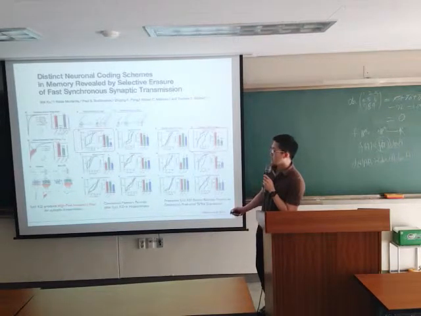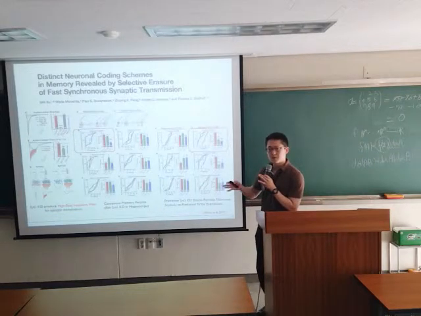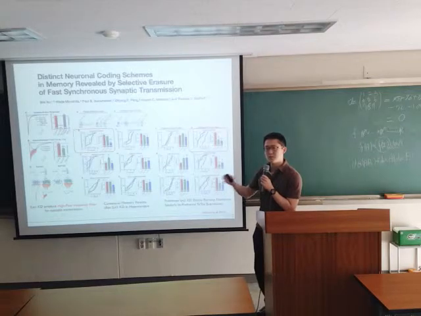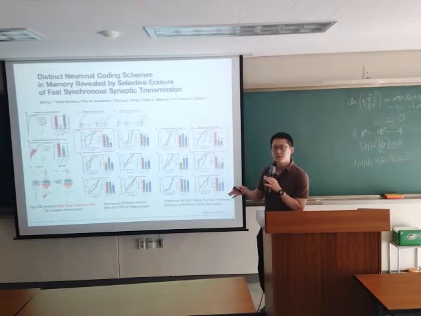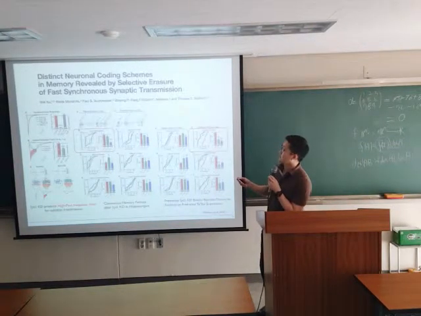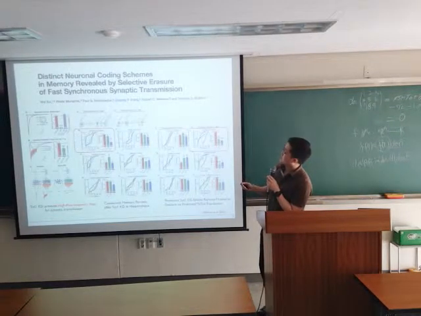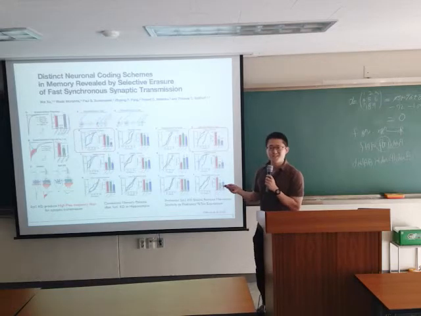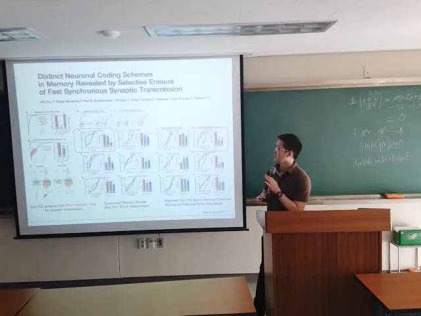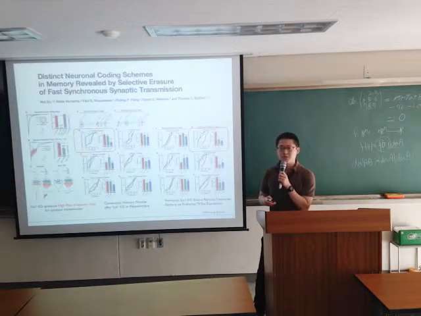So in this scheme, a normal signal, just an isolated action potential, cannot transfer the signal. Only the high-frequency train can transfer the signal in this case. And as you can see in the title, they wanted to see what the components of the fast synchronous release are, and what the role of fast synchronous synaptic transmission is.